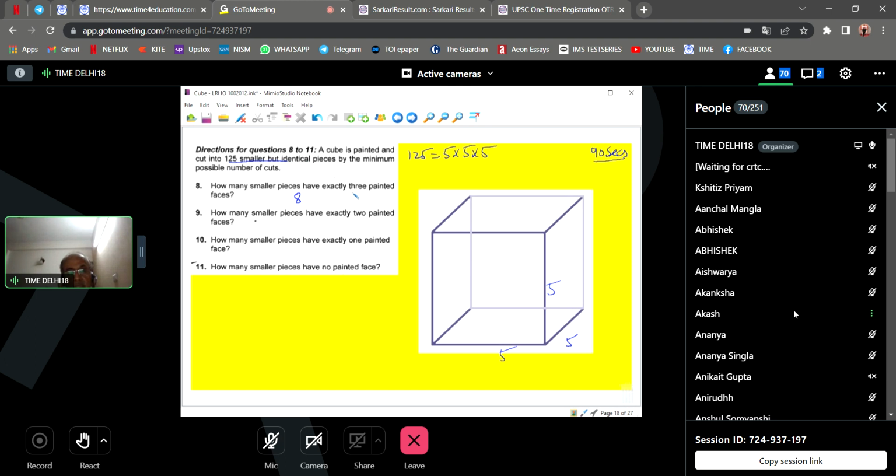Where do you find three painted faces? On the corners. How many corners are there? 8 corners are there. Second, it says 2 painted faces. Where do you get them?